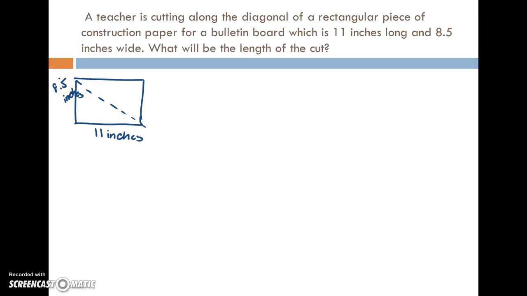So the question is, what will the length of the cut be? So how long am I cutting? How long is this? Looks like a right triangle because it is a piece of construction paper. So your A for this one could be 8.5. Your B would have to be your 11 inches. And your C, that diagonal, that's the question mark. That's what we're trying to find. So let's find that by using our Pythagorean theorem.